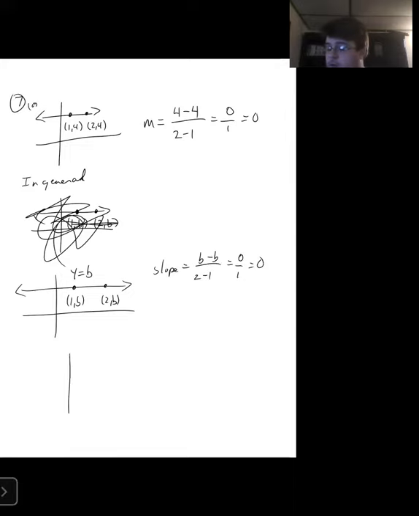And similarly for a vertical line, pick 2 points. So we'll choose the line x equals A. So we have what? A, 1.